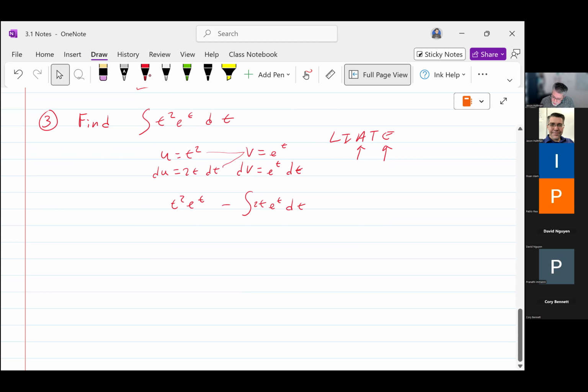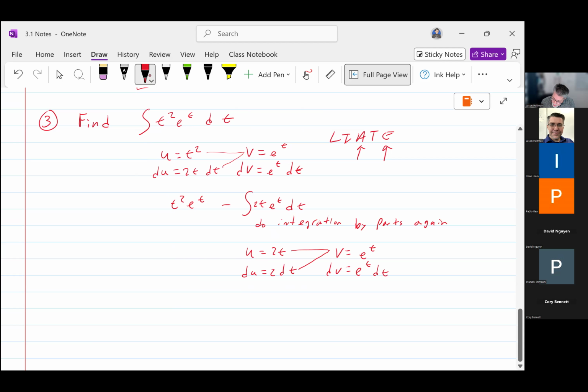So what we're going to do is integration by parts again. In this case, again, the u is going to be the 2t. The dv is going to be the e to the t dt. The derivative of u is going to be equal to 2 dt. And the integral of dv is going to be e to the t. And once again, I'm going to go crisscross.